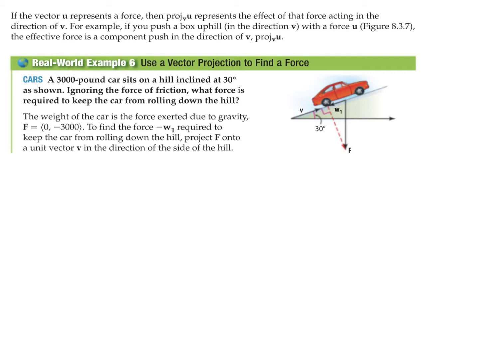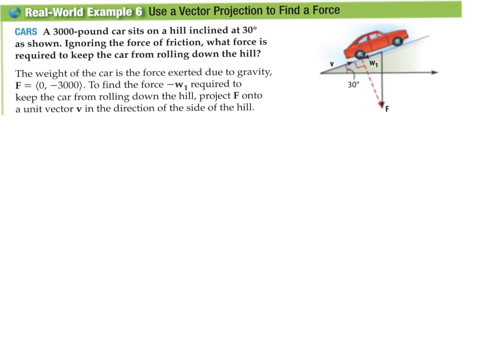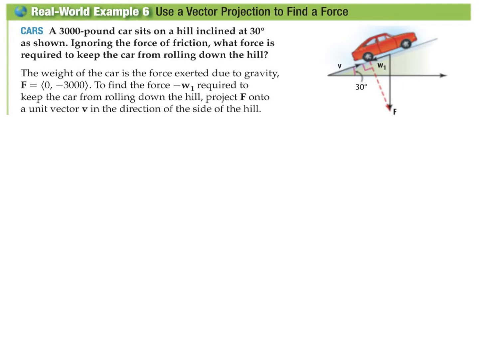So what we're going to look at is this 3,000-pound car sits on a hill, inclined at 30 degrees as shown, ignoring the force of friction. It's very important. What force is required to keep the car from rolling down the hill? To start us off, the weight of the car is the force exerted due to gravity. So F equals the vector 0, negative 3,000, because the car's going to roll down, so that's 3,000 pounds pushing it down, okay?